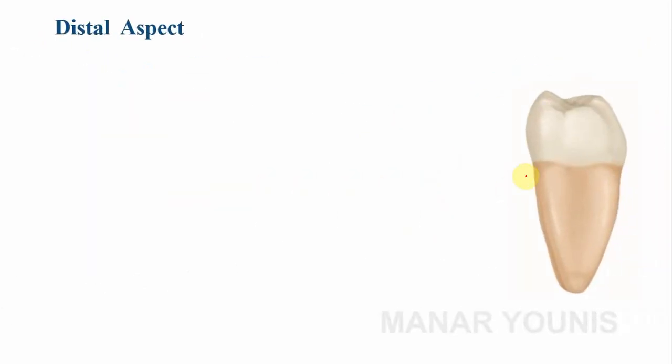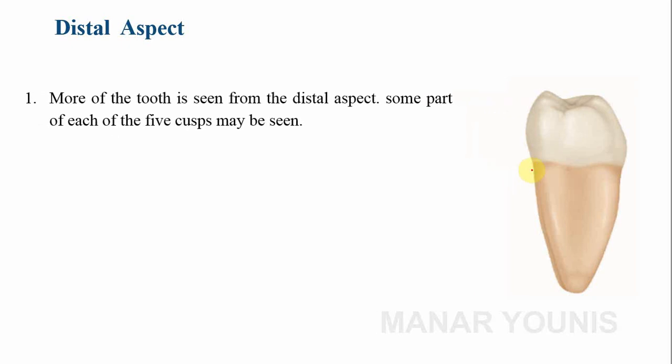Moving to the distal aspect, more of the tooth can be seen from the distal aspect. Some part of each of the 5 cusps can be seen, and even the mesial marginal ridge can be seen. This is because the crown is shorter on the distal aspect than the mesial, and the lingual and the buccal surfaces converge toward the distal.